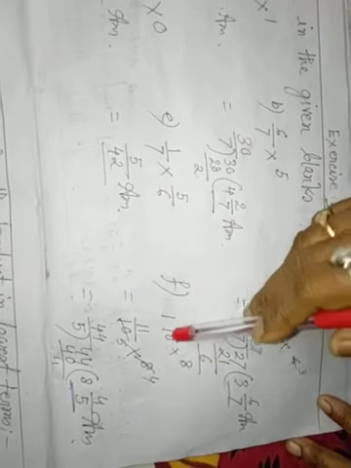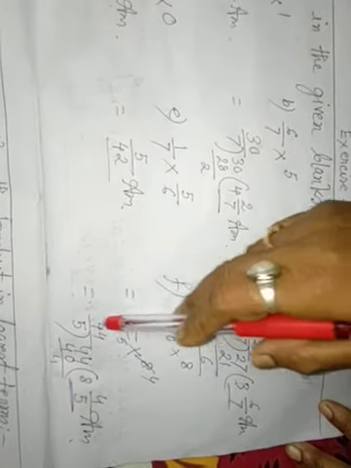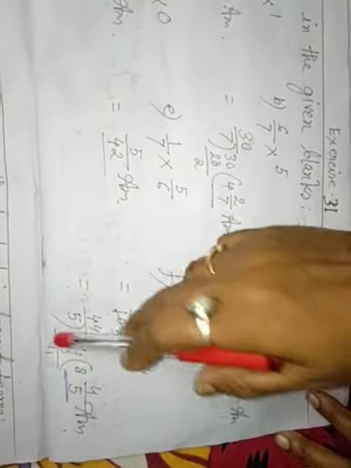F, 1 by 10 into 8. 10 into 1, 10 plus 1, 11 by 10 into 8. So 5 twos are 10, 4 twos are 8. So 11 into 4 is 44 by 5. 5 eights are 40, 44 minus 40 is 4. So 8 4 by 5 is the answer.